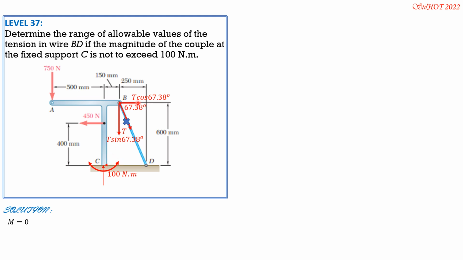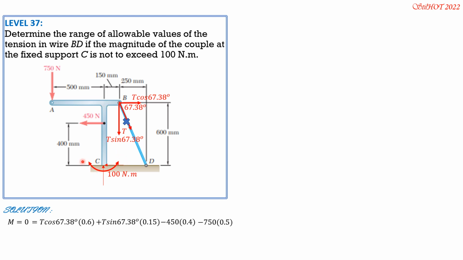So we begin with this component, T cosine 67.38 times 0.6 meter. Let's make the 600 mm to 0.6 meter so that it is consistent with this 100 Newton meter. So T is in newtons. Then plus T sine 67.38 times 0.15 meter. Then minus, this is counterclockwise, minus 450 times 0.4. Then minus 750 times 0.5.